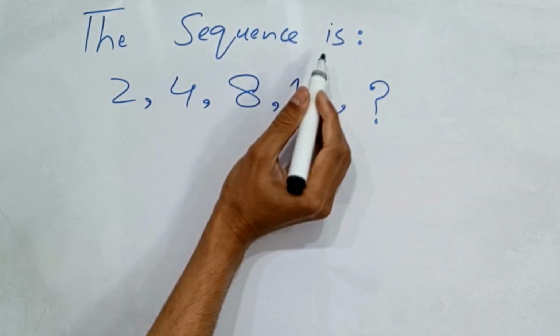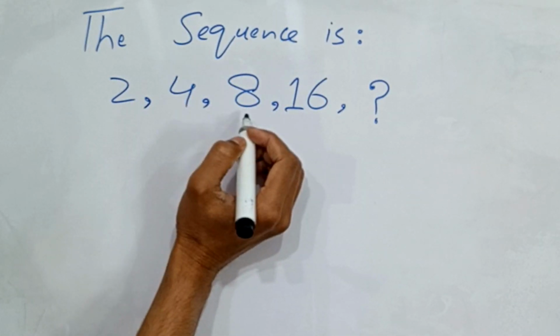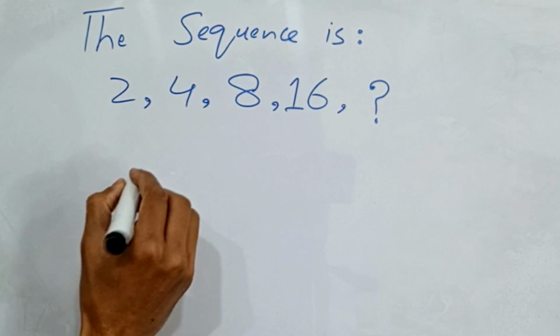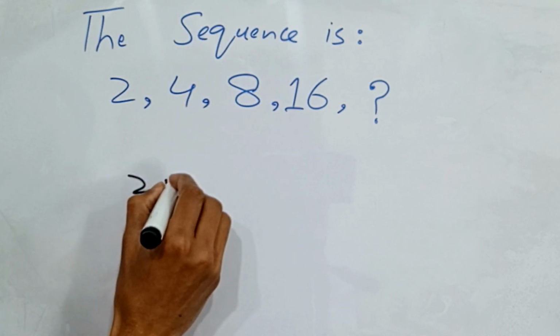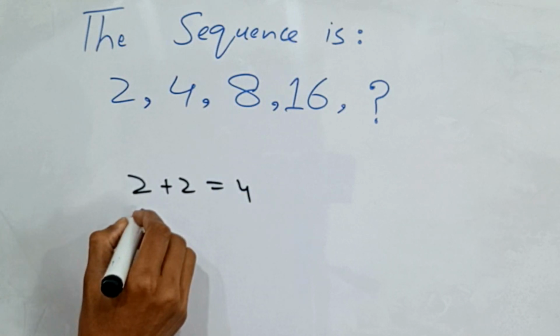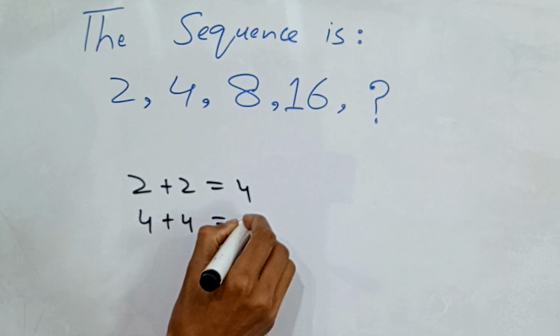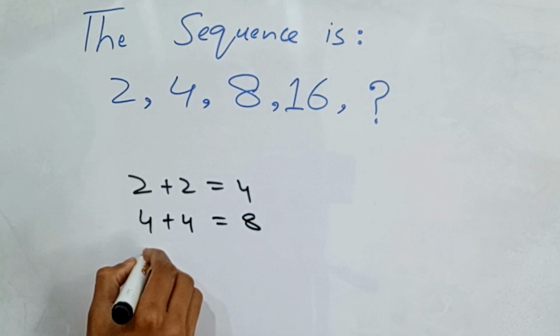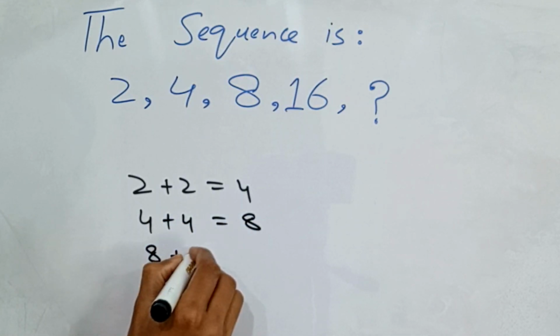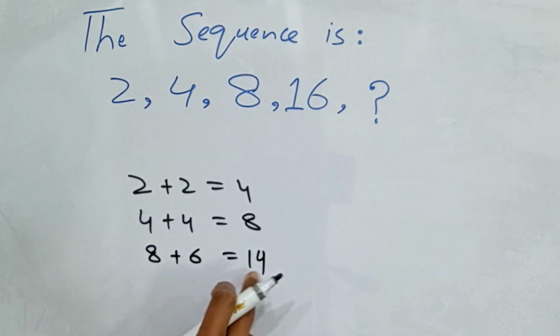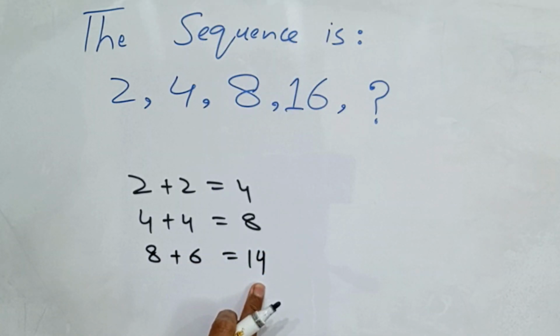The sequence is 2, 4, 8, 16, and what number? Someone might think: add 2 plus 2 equals 4, right? And then add 4 plus 4 equals 8, and then add 8 plus 6 equals 14, right? But this is 14, not 16. So the pattern fails, yet they may force it.